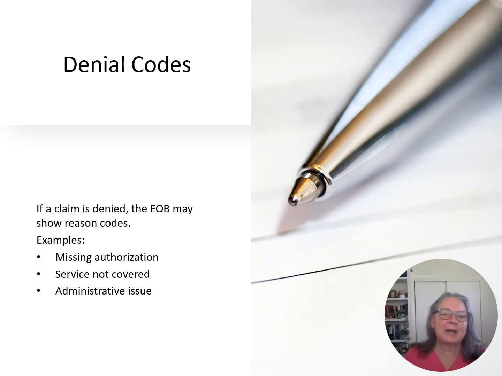If a claim is denied or partially denied, the EOB will usually include a reason code explaining why. These codes help you to identify whether the issue is related to coverage limitations, missing information, authorization requirements, or administrative processing. Now, the denial reason on the EOB is the first place to look if a claim wasn't processed the way you expected. It provides insights into how the insurance company actually evaluated your claim.